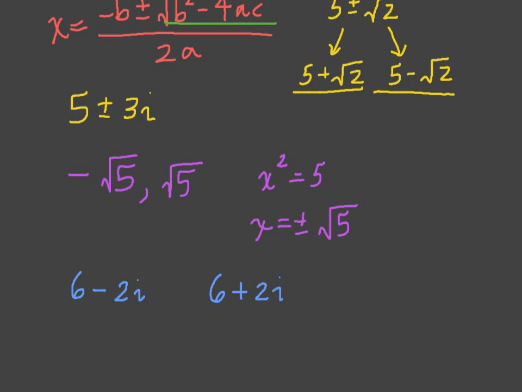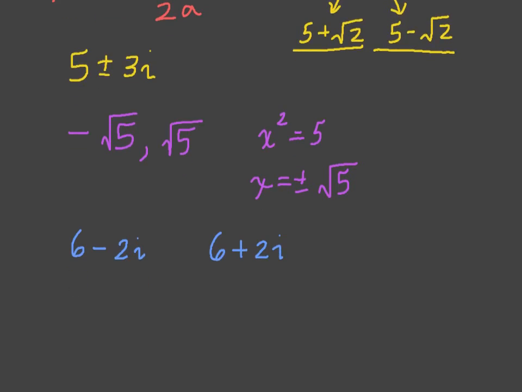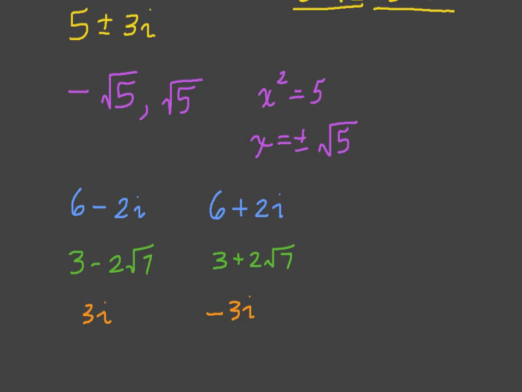Okay? So let's say you had a zero of 3 minus 2 square root of 7. See if you can pause the video and come up with, hopefully based on these patterns, its partner. Okay, so 3 minus 2 square root of 7, its partner is 3 plus 2 square root of 7. And 3i, its partner, is negative 3i.